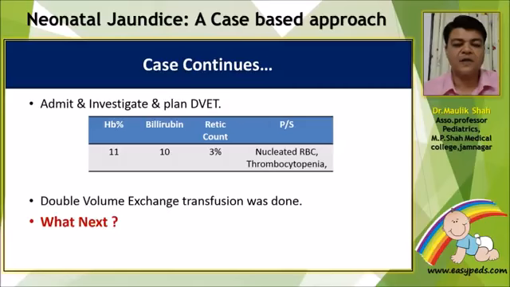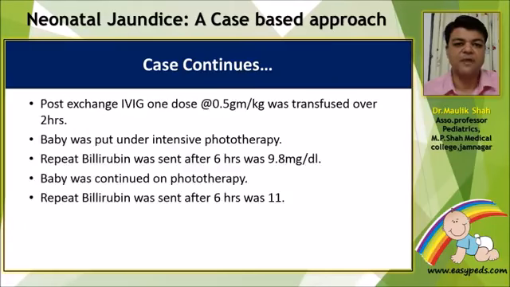At 12 hours of life, the baby's parameters were suggestive like this: Hb was 11%, bilirubin was 10%, retic count was 3%, and the peripheral smear was suggestive of nucleated RBCs and thrombocytopenia. Double volume exchange transfusion was done in this baby. The next question is what to do after double volume exchange transfusion. According to the unit policy, post-exchange we gave this baby intravenous immunoglobulin.